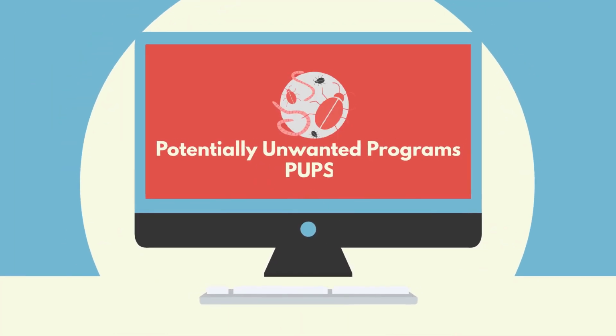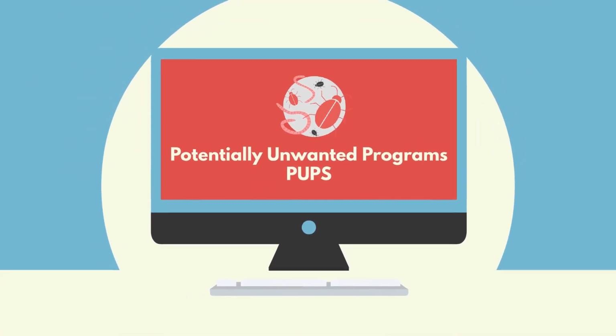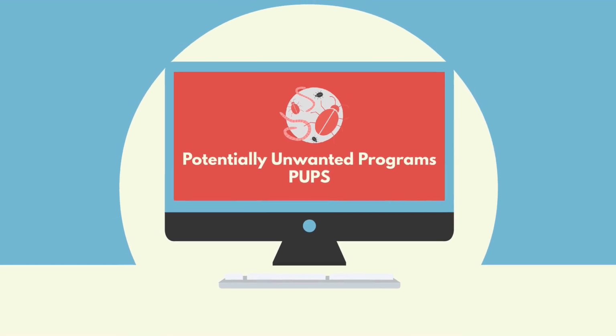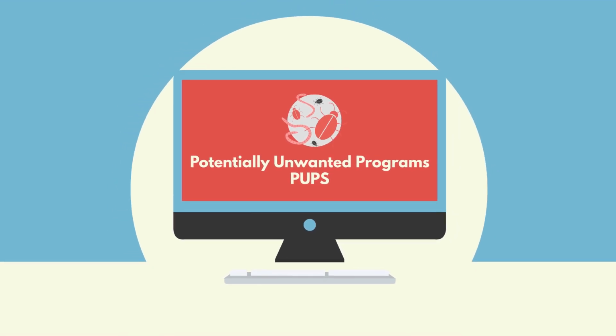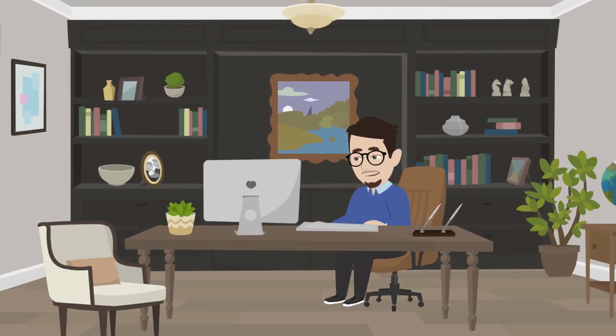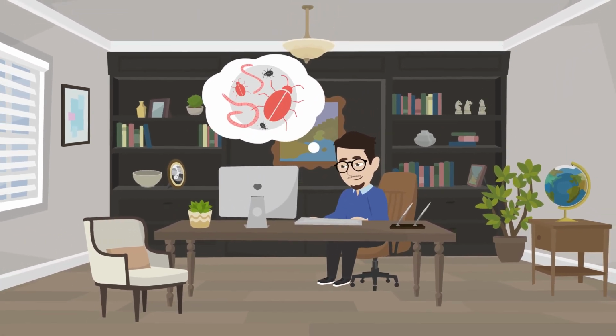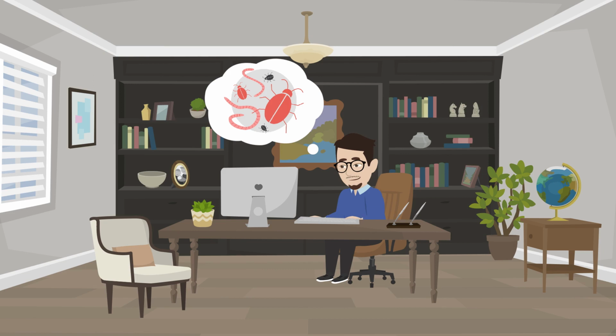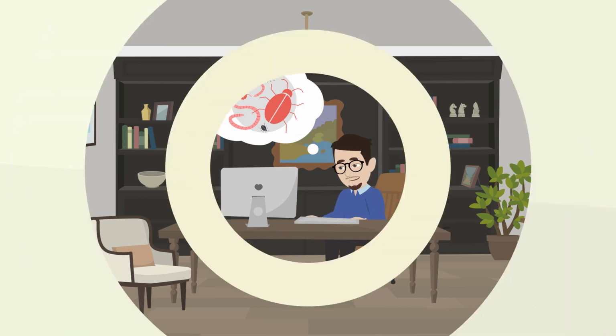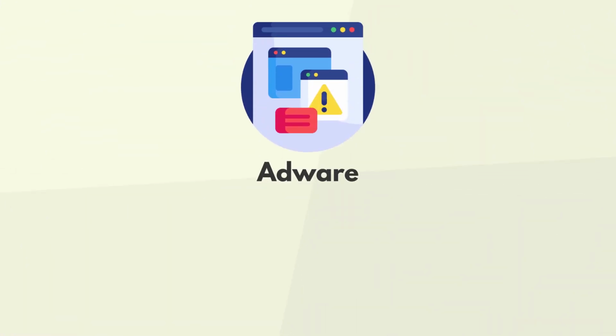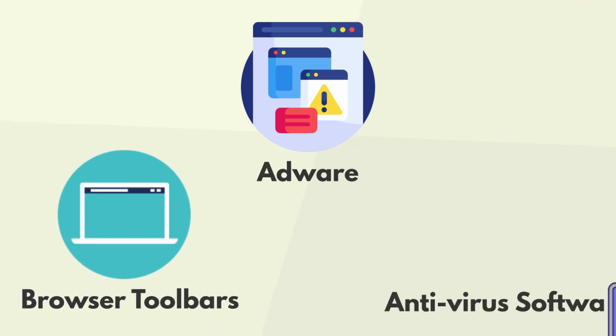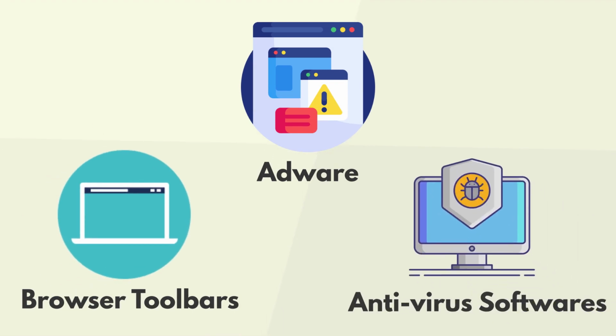Potentially unwanted programs, or PUPs, are programs that aren't necessarily malicious, but are unwanted, hence the name. PUPs are usually installed in conjunction with the intended program that the user was trying to install. Examples of PUPs include adware, browser toolbars, and antivirus software that are ironically a virus.